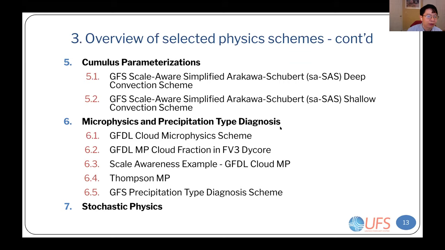For the macrophysics, we included two macrophysics schemes. One is the GFDL cloud macrophysics scheme. Another is the Thompson macrophysics scheme. Also, we'll talk about the scale aware and the precipitation type diagnosis schemes. We also will give a brief introduction on the stochastic physics. On each topic, I think you could give one presentation. So in this presentation, I try to give a very brief introduction, mainly focusing on how these schemes are used in the model. So let's look at the radiation scheme first.